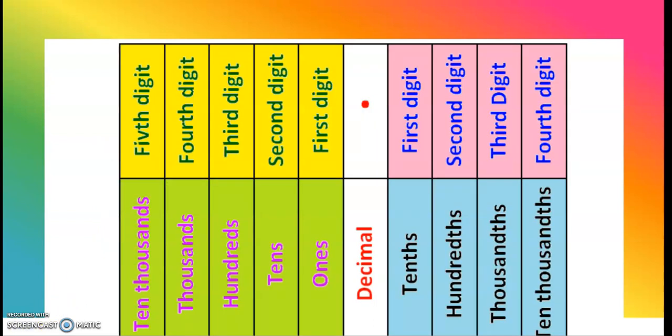Just as whole numbers, where each digit will hold a position in the number, decimals do the same. The first digit after the decimal point will fall under the tenths column. The second digit will fall under the hundredths column. The third digit will fall under the thousandths column, and the fourth digit will fall under the ten-thousandths column.